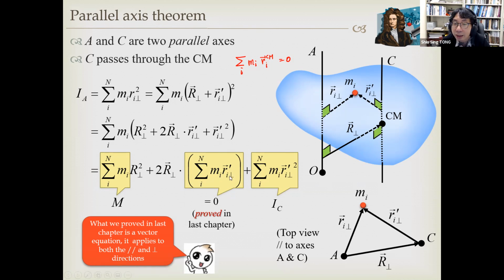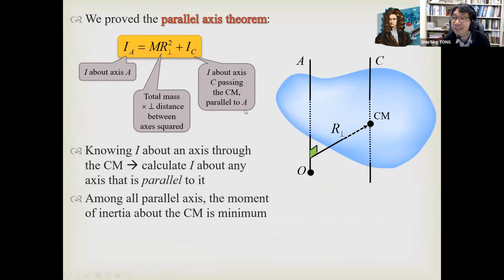And this is in fact one of the component, right? Because I only consider perpendicular component. But since this is a vector equation, it's true for all three directions. So if you only take the perpendicular component, it will still hold, and that will give you 0. So this term vanishes. Okay, this term does not contribute, and you eventually have IA equal to IC plus capital M R per square, and that is exactly the formula you got here. Okay, and I've explained to you the meaning before.